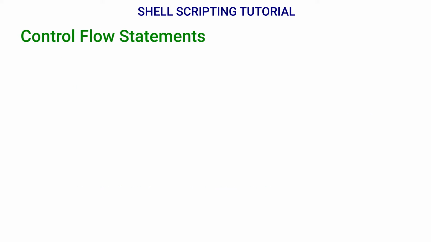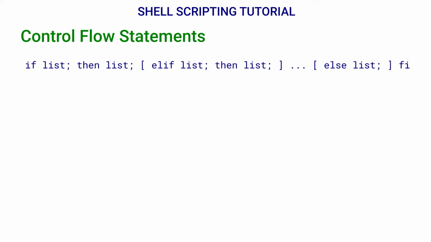Now we look at control flow statements, and the first is the if statement. It is if list semicolon, then list semicolon, square brackets, elif list semicolon, then list semicolon, square brackets close, and this can get repeated, square brackets else, list semicolon, square brackets close, fi. The elif and else parts are optional, and that's why they are in square brackets. Notice the semicolons, they are part of the syntax and hence required. However, you might use new line instead of semicolon.